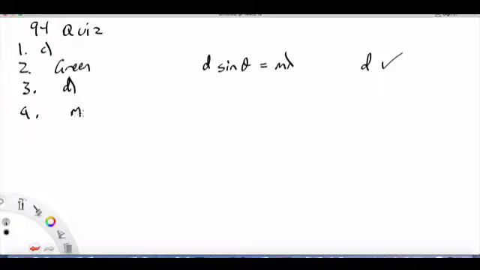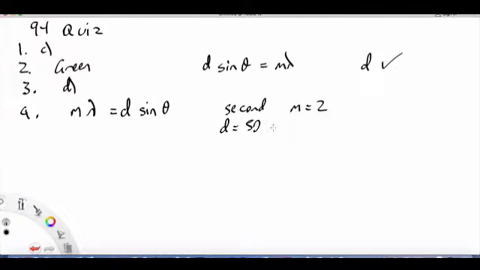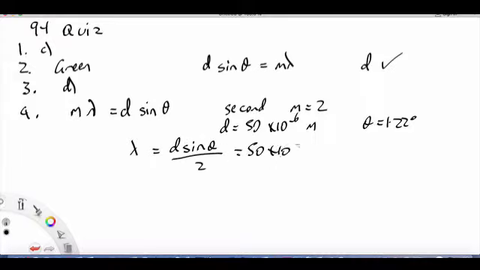Now, number 4, we have m lambda equals d sine theta again, our double slit equation. We've got the second fringe, so m is 2. d is 50 microns, or 50 by 10 to the minus 6 meters. And theta is 1.22 degrees. So we get lambda equals d sine theta over 2. 50 by 10 to the minus 6, sine of 1.22, over 2. And that gives us 532 nanometers.